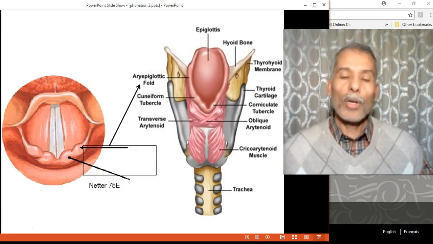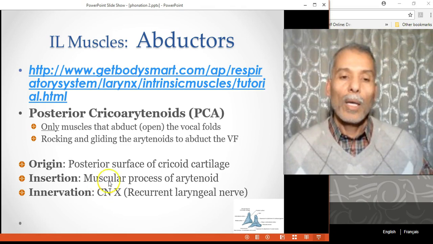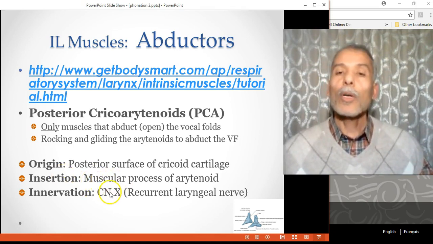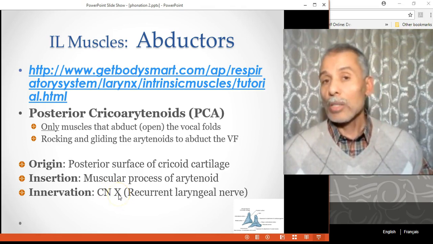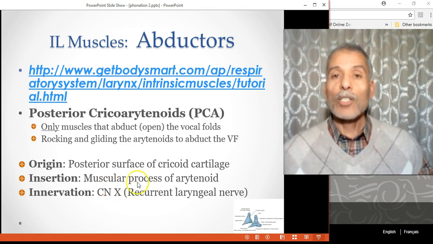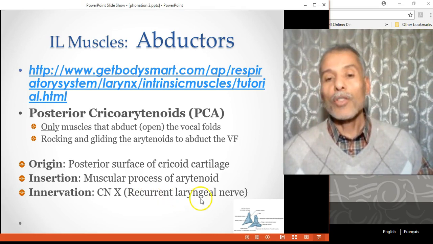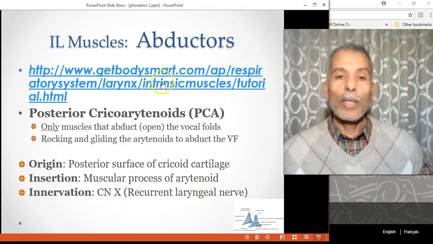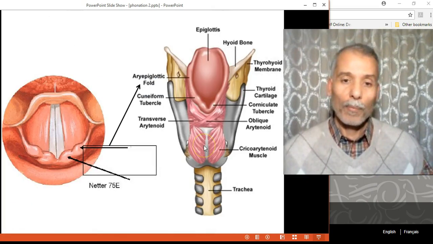The innervation comes from cranial nerve number 10, which is the vagus nerve. There's a branch of it called the recurrent laryngeal nerve, and it innervates the posterior cricoarytenoid and many other muscles.